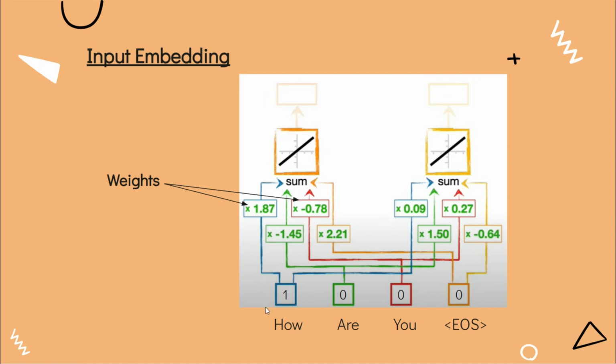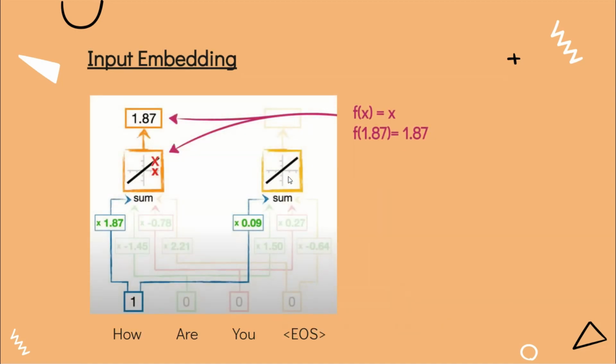So when we want to know the number that's going to represent the word how, we're going to put 1 for how and 0 for the rest. Then we're going to multiply the 1 by the weights that it has, and the others are also going to be multiplied, but it's going to be a 0. For the input of the activation function that we have, that's going to be 1.87, 0, 0, and 0. So we can see that the output of our function will be 1.87, which means that f(x) equals x.